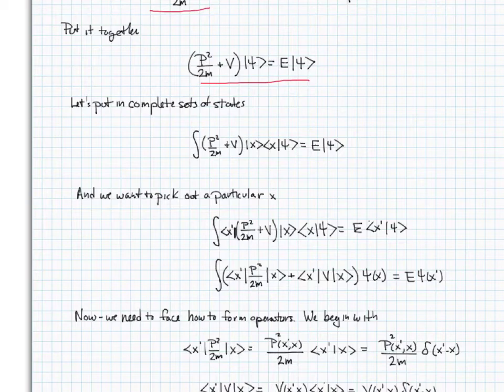So we're going to insert a complete set of states. We're going to project. So I put in right here, and this should be, of course, dx. So I inserted that complete set of states. And I want to pick out a particular x, so then I'm going to project on an x prime here. So I inserted 1 here, right? And that's what I get with that integral. And of course these are all integrated.